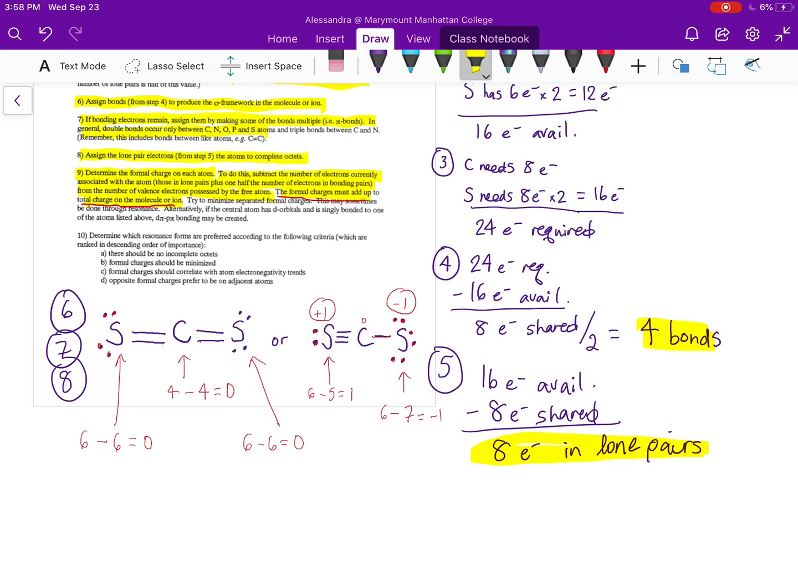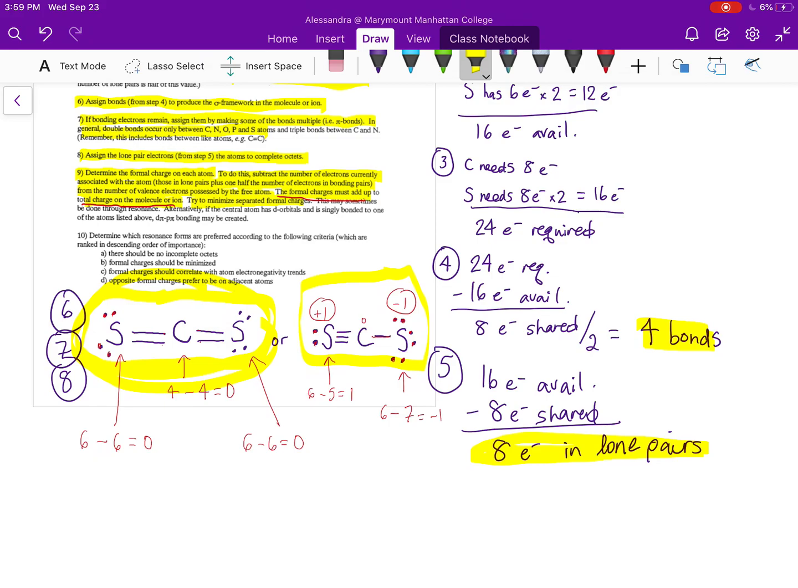First, let's read the end part of number 9. So we had talked about calculating formal charge, but notice it says here, try to minimize separated formal charges. It's always better to have lower formal charges, lower magnitude formal charges. So here, when we're comparing this molecule, which has a formal charge of 0 on every atom, versus this molecule, which has 2 non-zero formal charges on the sulfurs, it's clear that this one is going to be preferred.